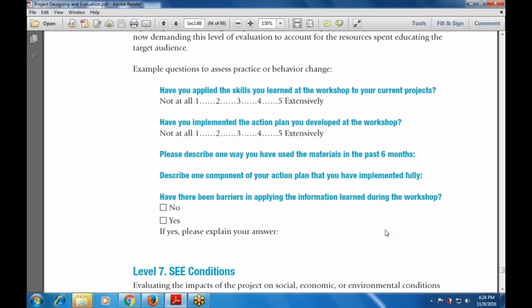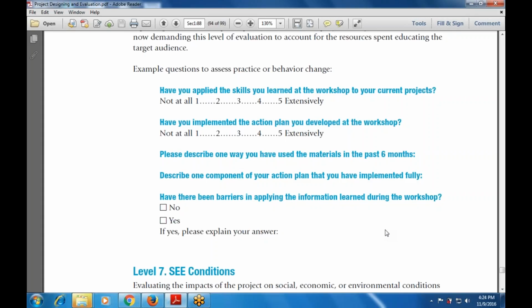Have you applied the skills that you have learned at the workshop to your current projects? That means the practical knowledge that you have applied. One is not at all, 2, 3, 4, 5. 5 is extensively. Then have you implemented the action plan you developed at the workshop? One is not at all and 5 is extensively.